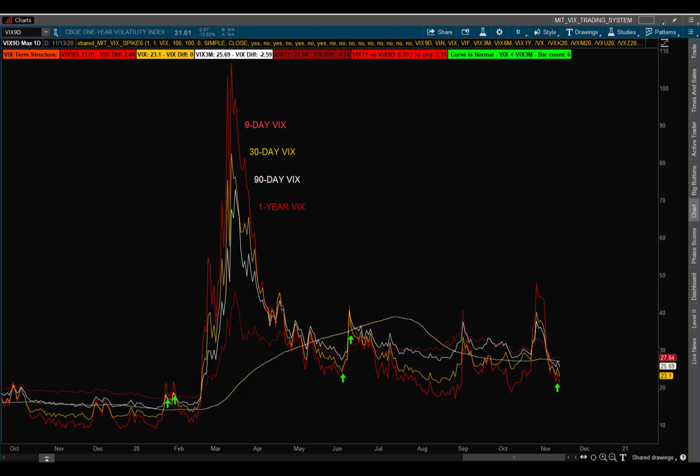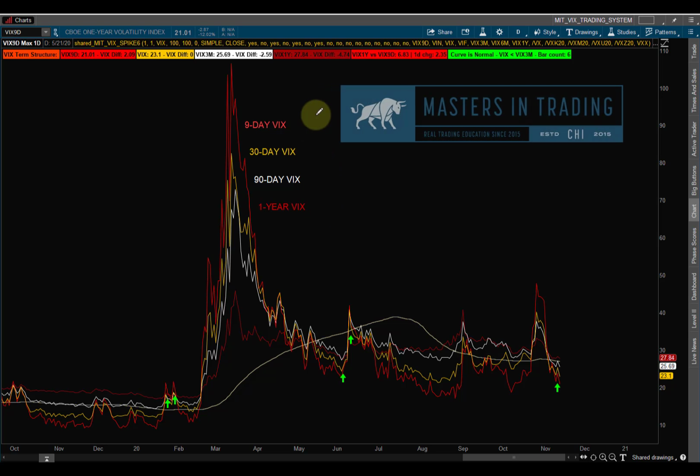This is going to be our overall view. In front of you, many of you have seen this. This is the VIX Tool. You can learn about the VIX Tool on the website. I labeled what each of the lines are.